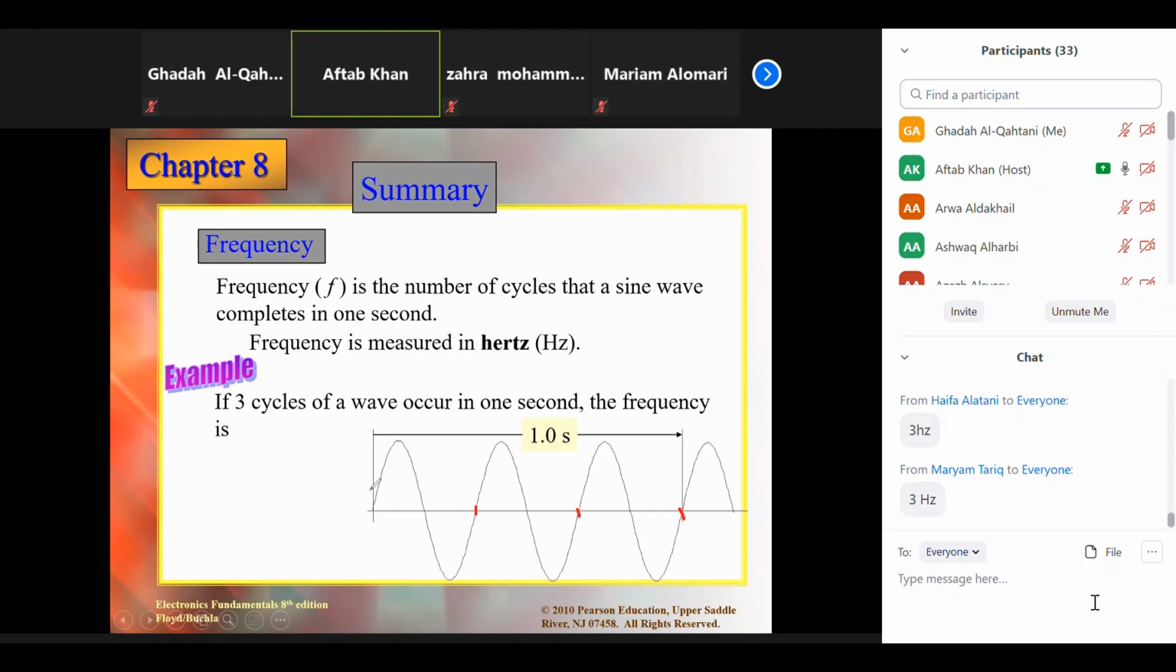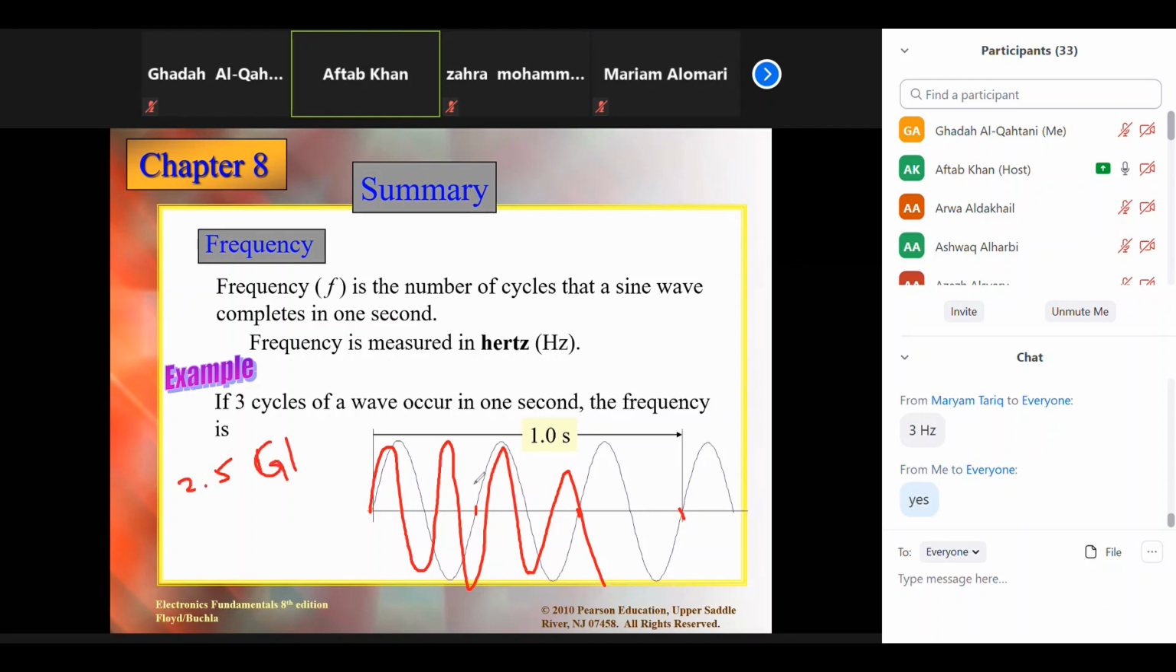So the more the frequency, the closer these cycles will be. When we say high frequency, it means the cycles will be closer, so more cycles can be there in 1 second. And your processor, when you purchase a laptop, the frequency is mentioned, around 2.5 gigahertz processor, gigahertz, right? What does it mean? Can you imagine?